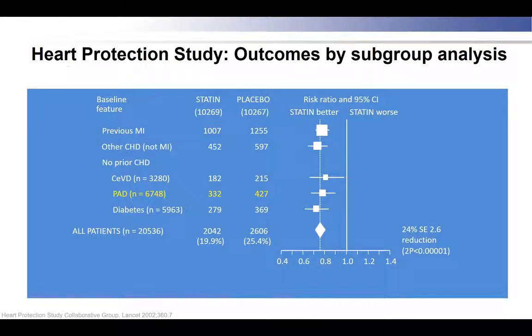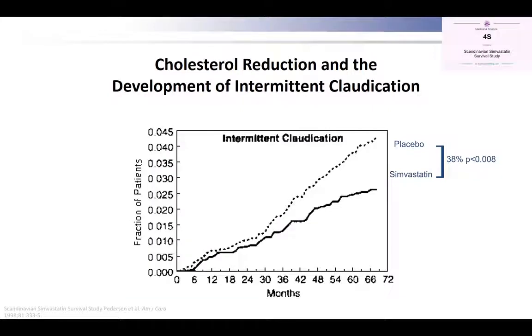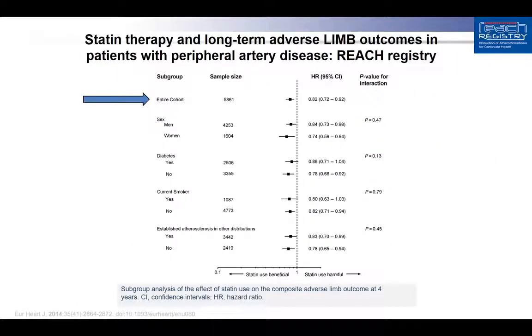What's the evidence for statin therapy? Interestingly, it's only really the Heart Protection Study subgroup analysis where you can see folk with PAD benefited just as well. What was ignored, however, was the 4S study, where they actually showed that the development of claudication was inhibited by simvastatin. So in fact, here you have the first evidence that statins are beneficial to the actual limb, not just in preventing the cardiovascular events.